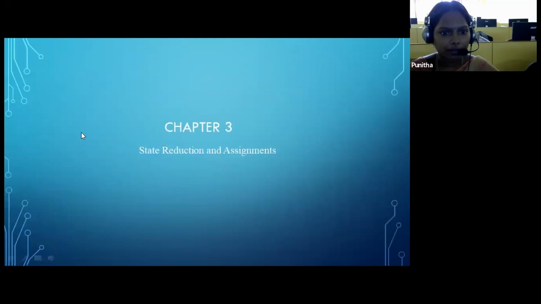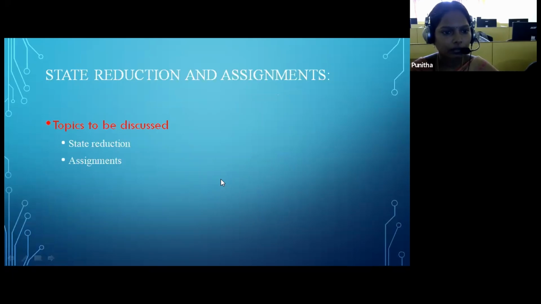In this unit, we will discuss state reduction and assignment in this class. Let me explain what state reduction is. State reduction, in the sense that it may be the present state or it may be the next state, right?